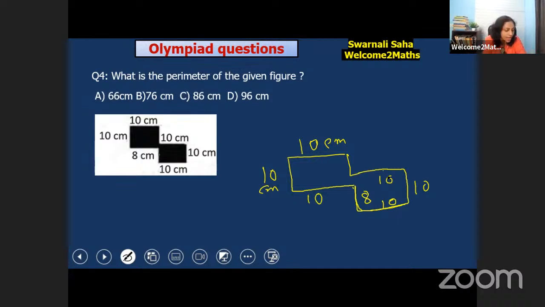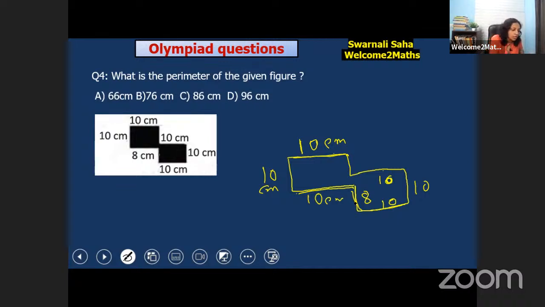So now do you understand how to find out this? What is the perimeter of the given figure that you have to find out? So you can see there are two figures here. One, the side is 10 centimeter. This is 10 centimeter. This is 10 centimeter. This one 8. This one 10. This is 10. This is 10. Okay. So now we have to find out the perimeter only. So for perimeter, what you have to do? Just you have to add all the things.